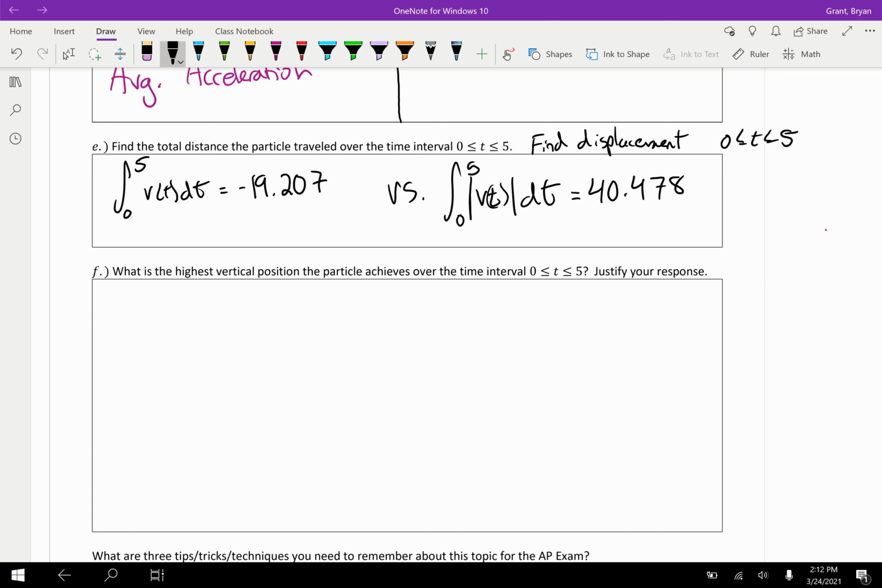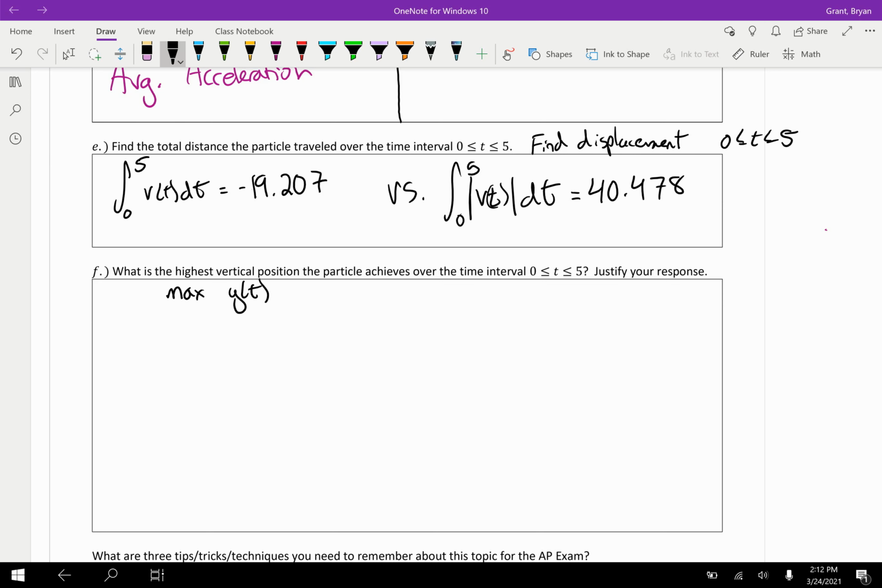Let's go ahead and move on to our last problem for the day. What is the highest vertical position the particle achieves over that time interval? Well, highest is always going to mean an absolute max or absolute min. Absolute max in this case because it says highest vertical position. We are trying to maximize y of t, the position at some time.